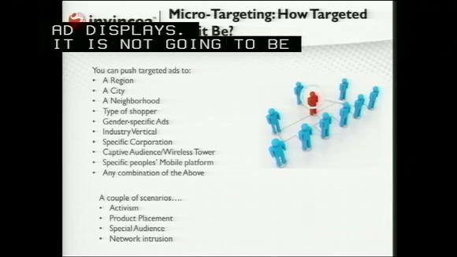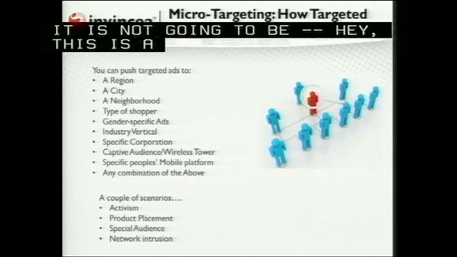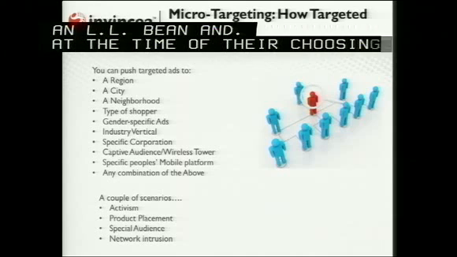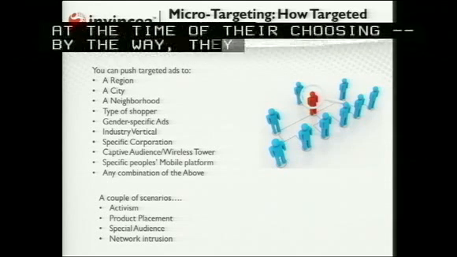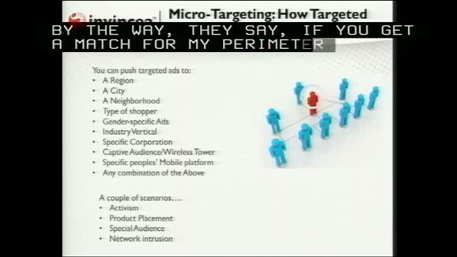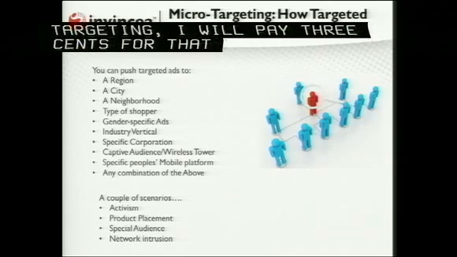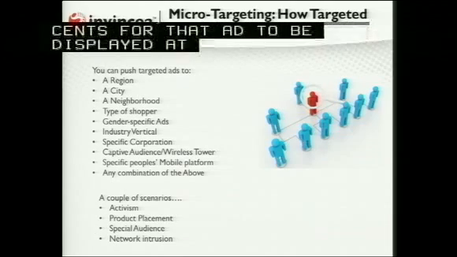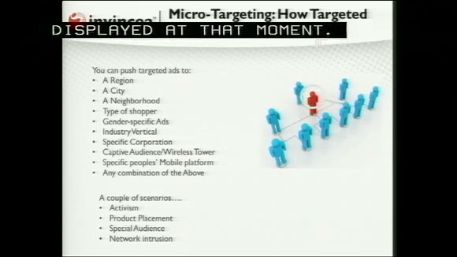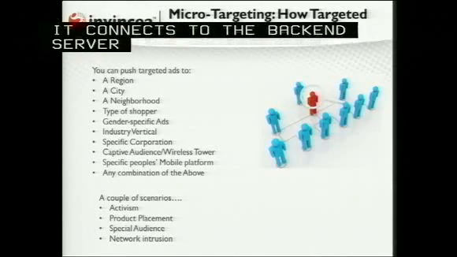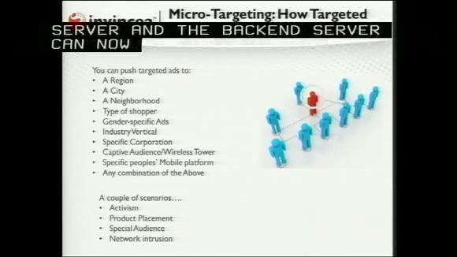It might be an LL Bean ad, at the time of their choosing, when this ad is displayed. And by the way, it's bid. So they say, hey, if you get a match for my parameter that I'm targeting, I'll pay 3 cents for that ad to be displayed at that moment. That's literally like the price range. Okay, and then when that ad displays, it makes a connection to a back-end server, and they can flip a switch, and that back-end server can now run a malicious script, unbeknownst to the user.